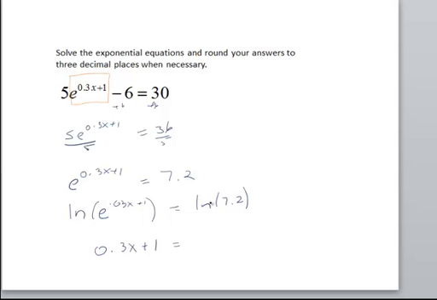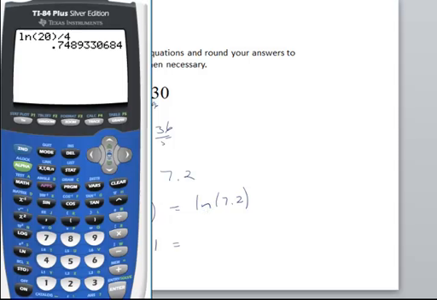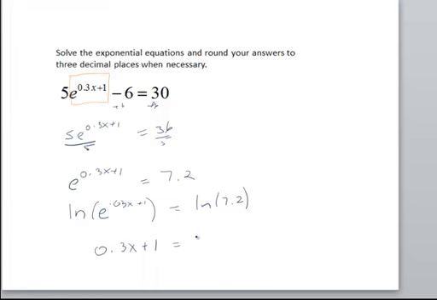I think it's a good idea right now to go ahead and compute the natural log of 7.2. So I'm going to come over here and natural log 7.2, close parentheses, enter. And I have 1.974 and a bunch of other stuff. Okay, so how do I finish this problem off? I'm solving it for x. Notice that this is a linear equation. So what do we have to do to get x alone? I'm going to have to subtract 1. And then I also have to divide by the 0.3.